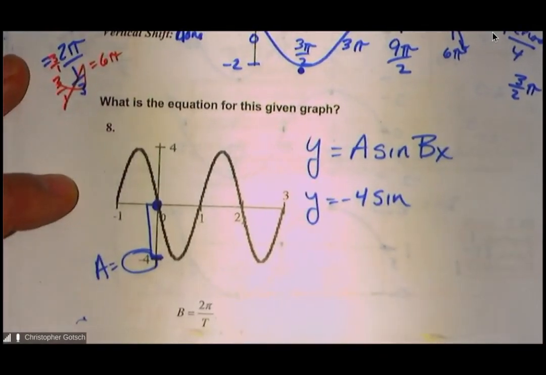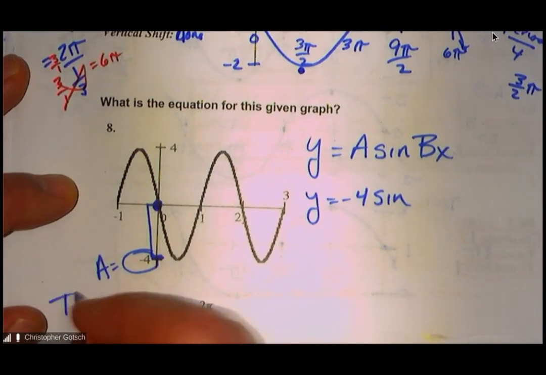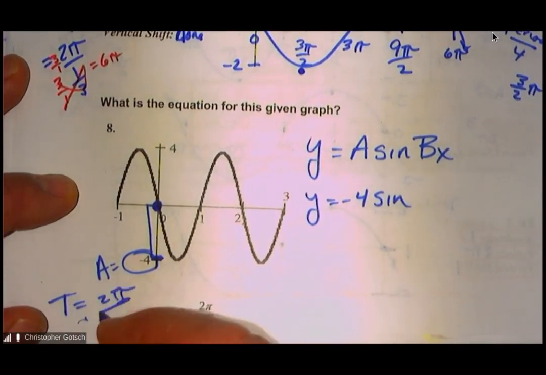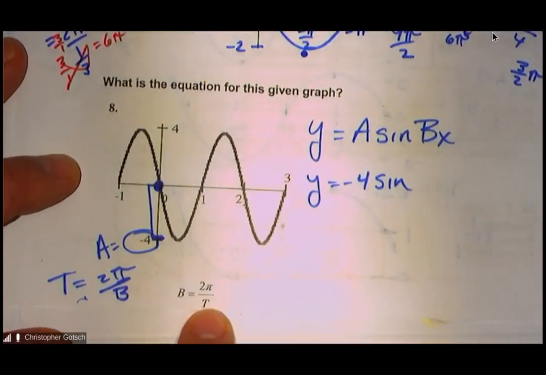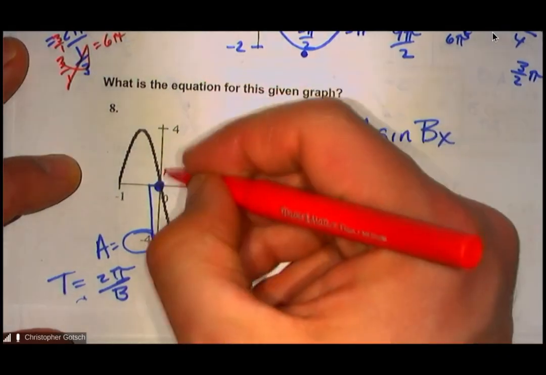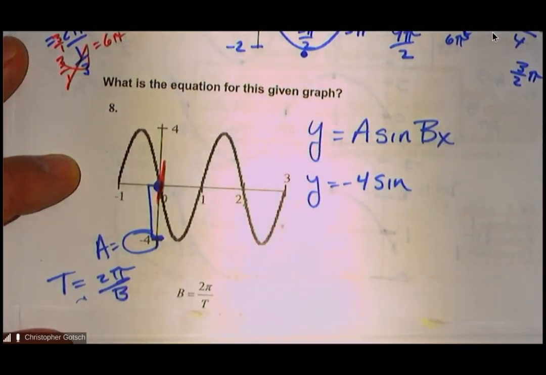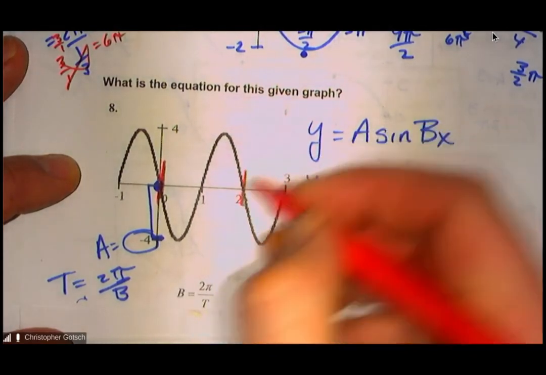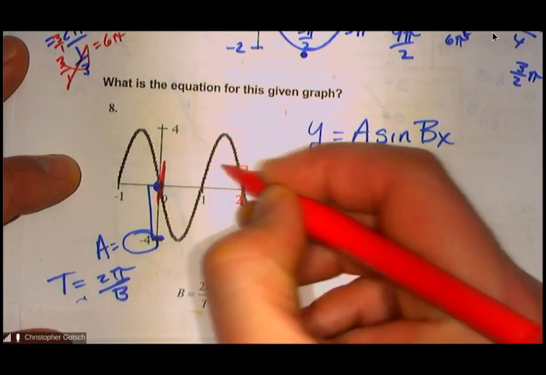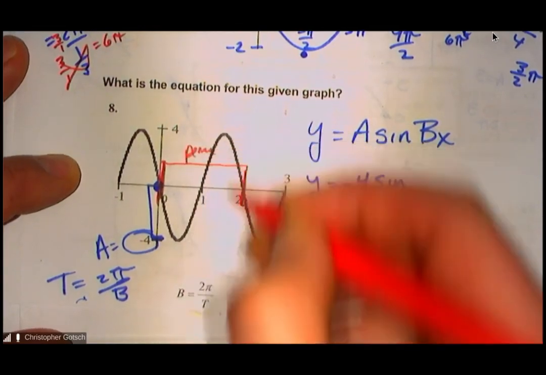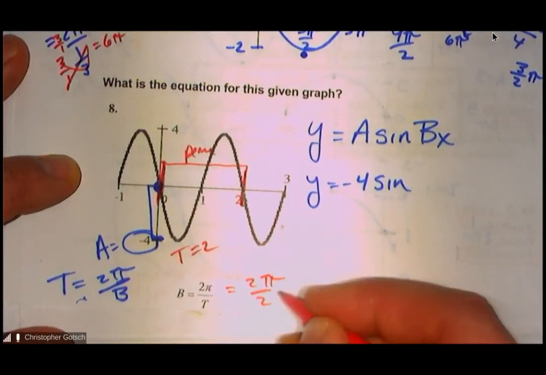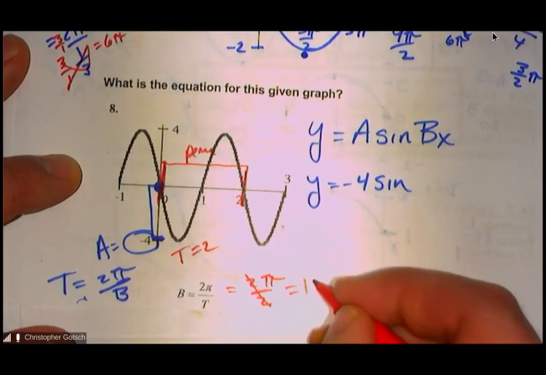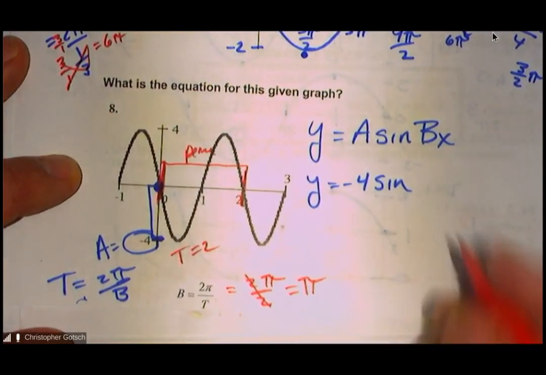B is for our period. If you guys remember, period is 2 pi over B. So if I want to solve for B, take 2 pi and divide by my period. Well, my period starts at 0, and where does it start replicating? The thing goes down, up, and that's the cutoff. That's our period. So we get T is 2. So if we plug that in, 2 pi divided by 2, the 2's cancel. I get pi for B. So I get pi there.